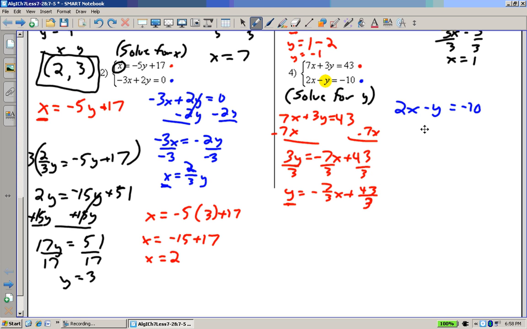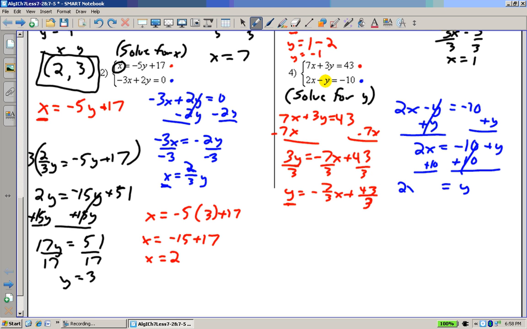All right, so we're going to solve for y here as well. Since I've got this minus 1y, I'm just going to add y to both sides. I just think it's a little easier to work with. And then add the opposite of this 10 to get rid of it. So y equals 2x plus 10. So I have y by itself here as well.